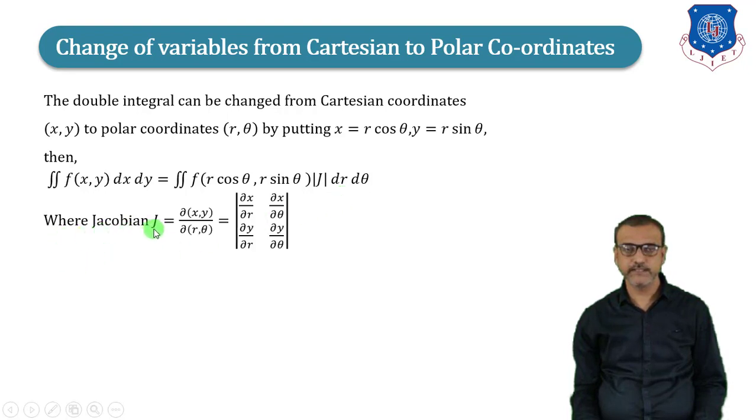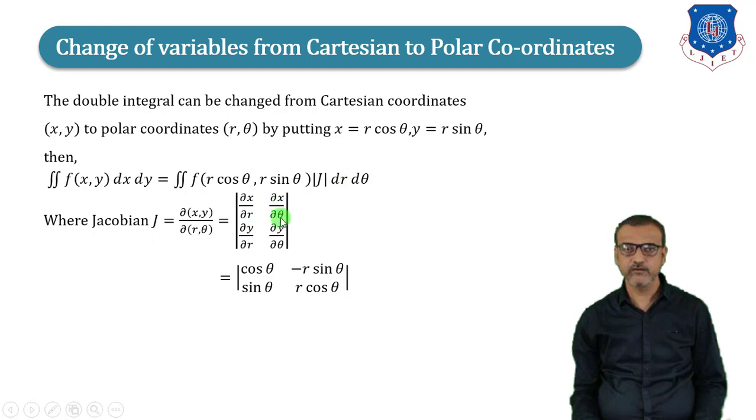Where Jacobian J is equal to del(x, y) with respect to del(r, theta), and this is equal to del x by del r, del x by del theta in the first row, del y by del r, del y by del theta in the second row. Now we will find the partial derivative of x equals r cos theta with respect to r. The derivative of r with respect to r is 1 and cos theta is constant. So del x by del r is cos theta.